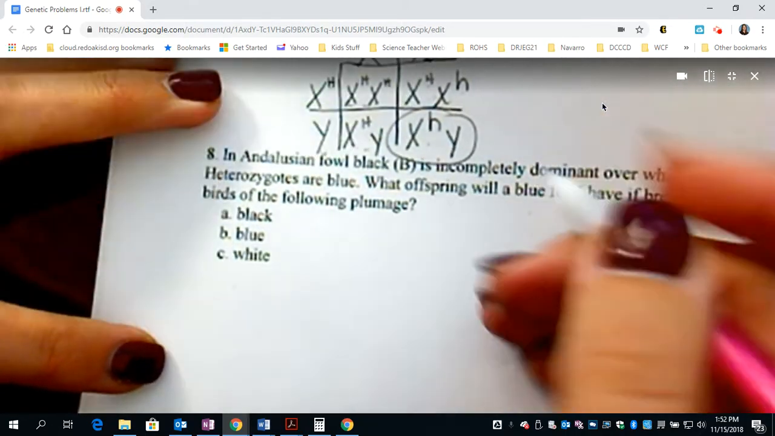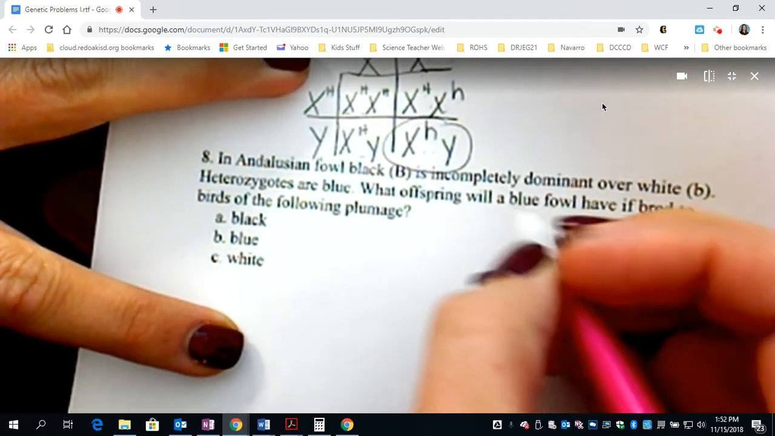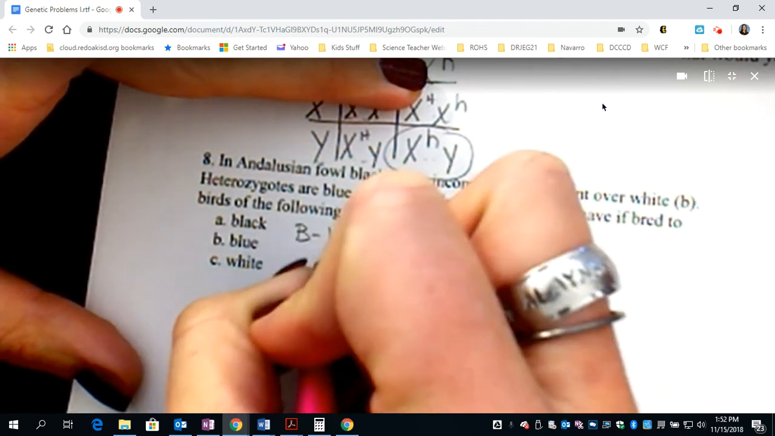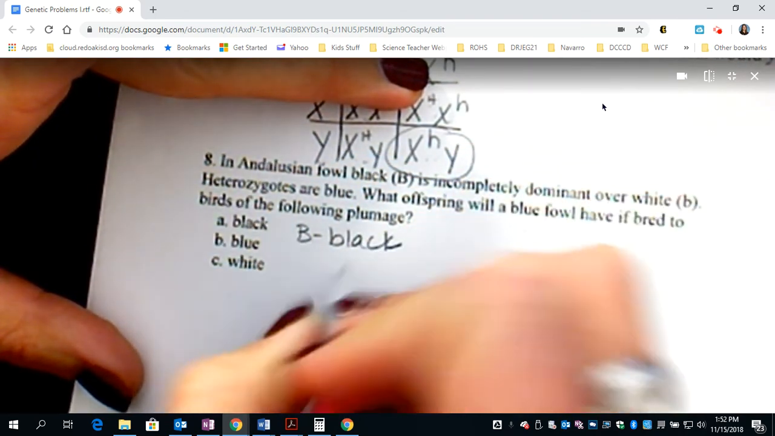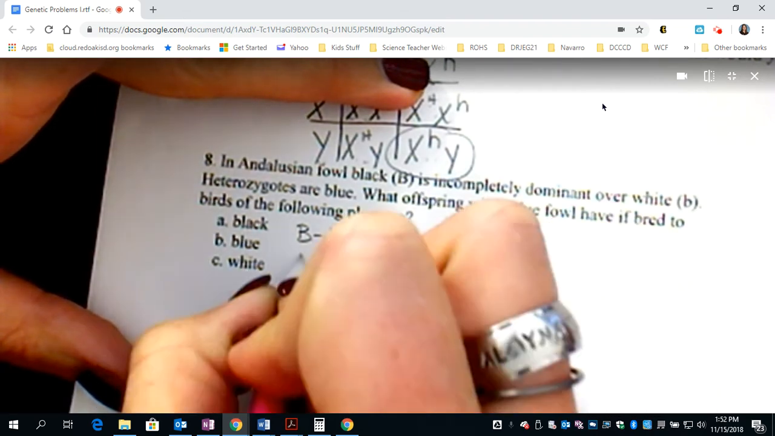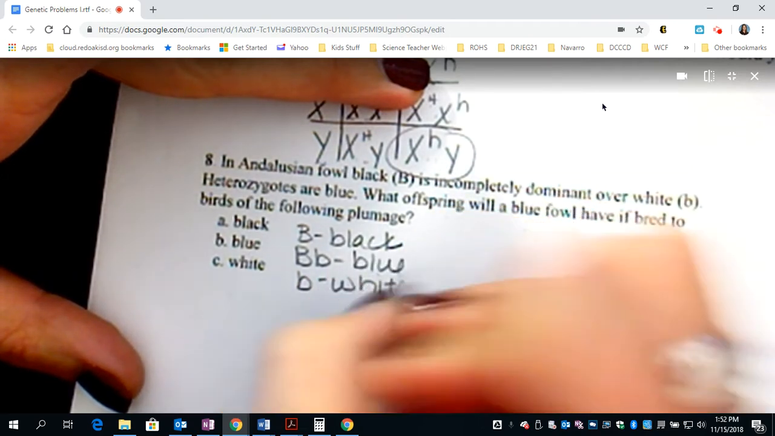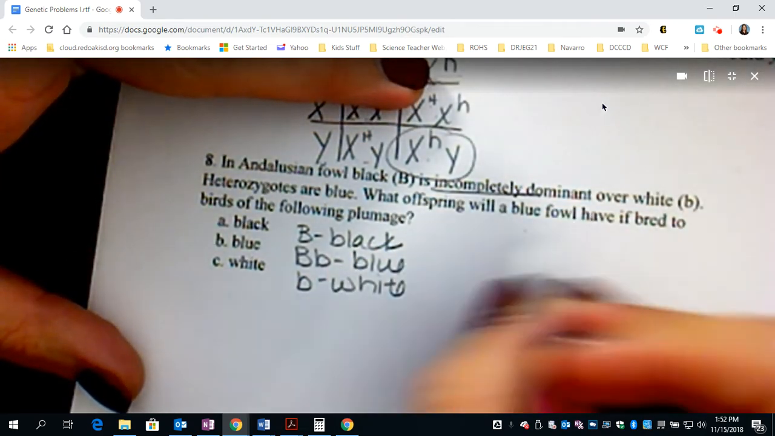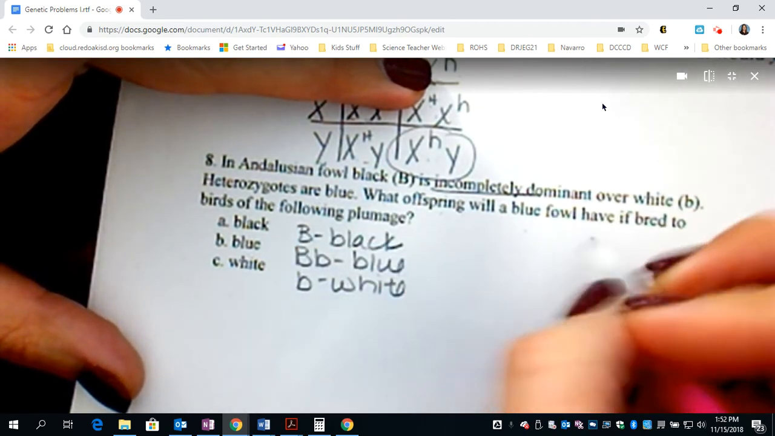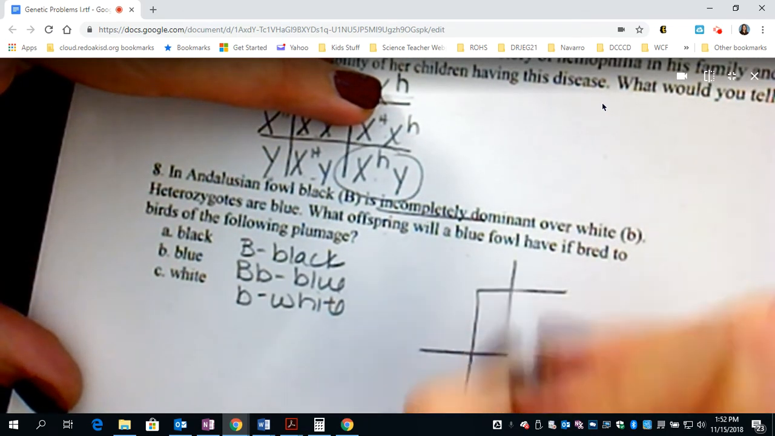For this number 8, it says in Andalusian fowl, black is incompletely dominant over white. So in this case, to be black is this. To be white, this. But if you have both, you are blue. So that's what it means by incompletely dominant. So heterozygotes are blue. What offspring will a blue fowl have if bred to birds in the following plumage?